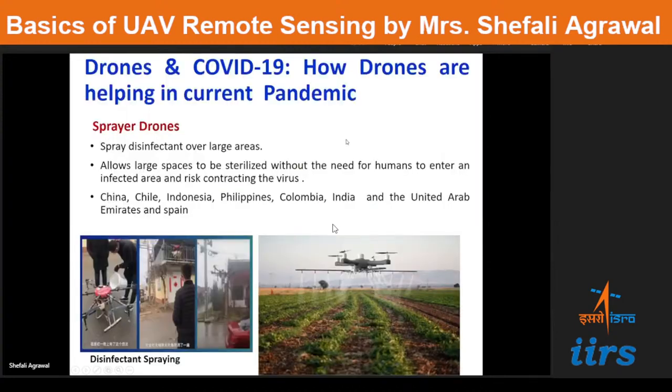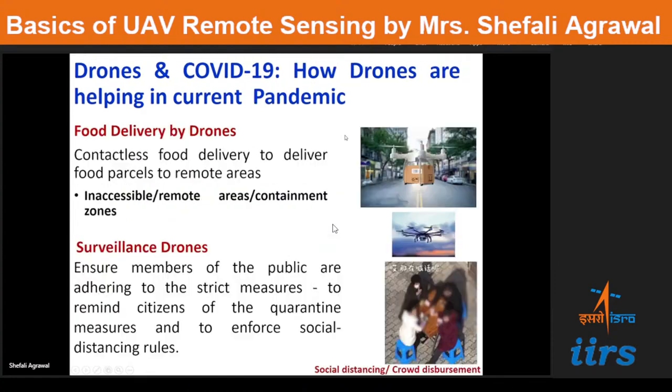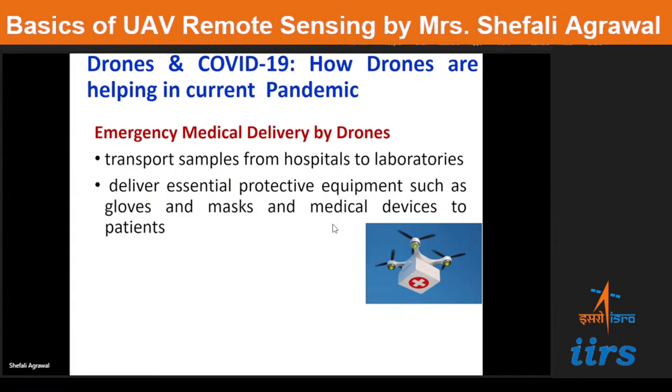They have been used for sterilizing spaces by spraying disinfectants. Many countries have used this effectively. They are also used in food delivery by drones. There are even surveillance drones for quarantine, and emergency medical delivery by drones. They have been effectively used to transport samples from hospitals to laboratories, and to deliver essential protective equipment and medical devices to patients in remote places.